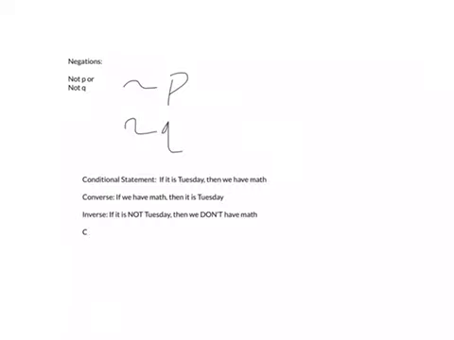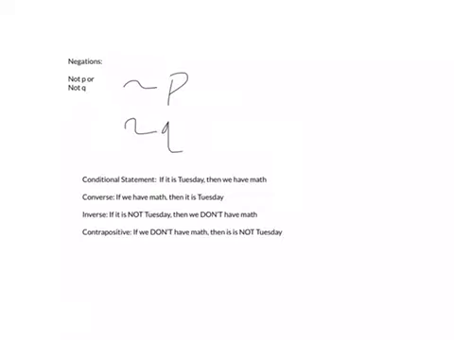That's the inverse. Finally, we have what's called the contrapositive. The contrapositive is the combination of the converse and the inverse. We're going to switch the hypothesis and the conclusion, and we're going to negate both. If we don't have math, then it is not Tuesday. That's the contrapositive.